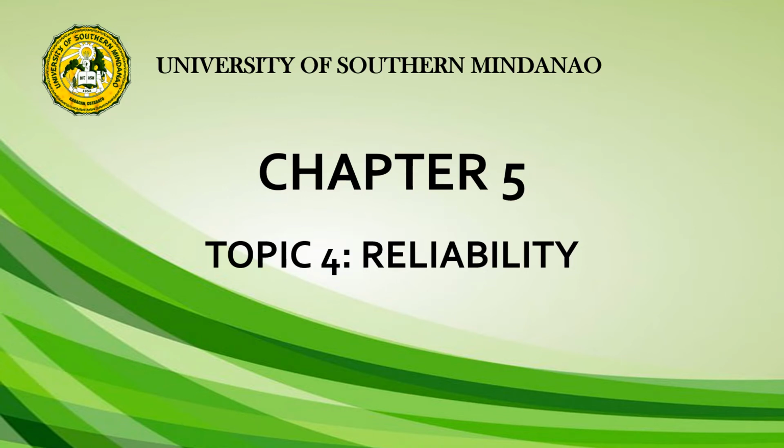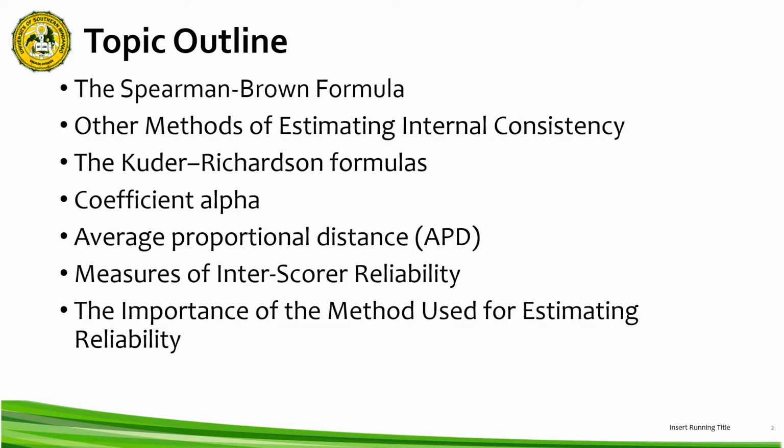So good day everyone. Today I will discuss Chapter 5, Topic 4: Reliability. For the topic outline, we have here the Spearman-Brown formula, other methods of estimating internal consistency, the Kuder-Richardson formulas, coefficient alpha, average proportional distance or APD, measures of interscorer reliability, and the importance of the methods used for estimating reliability.